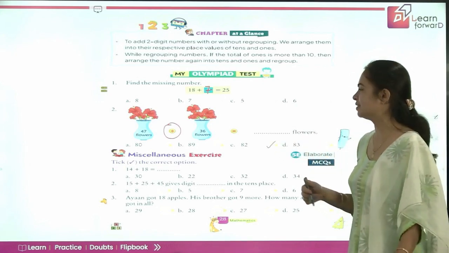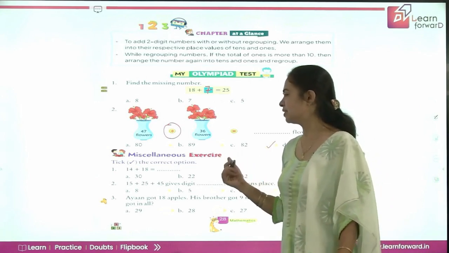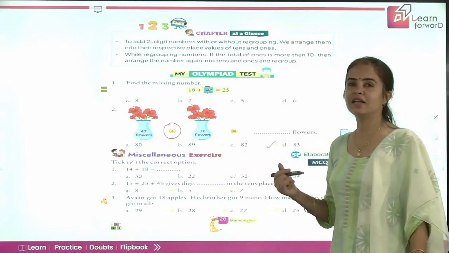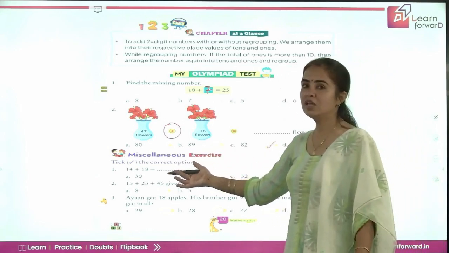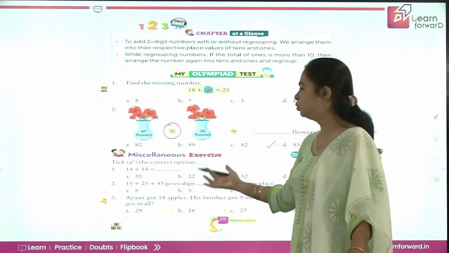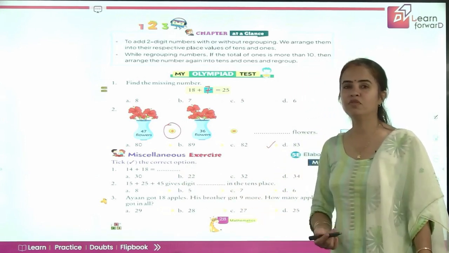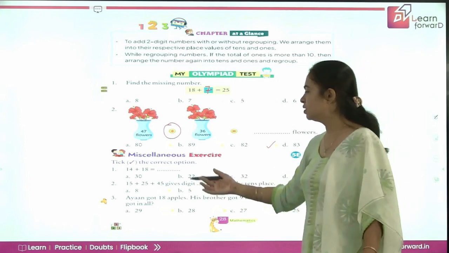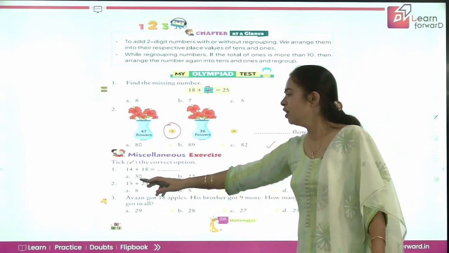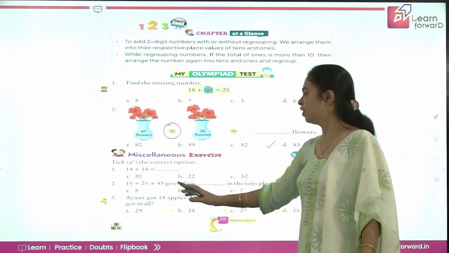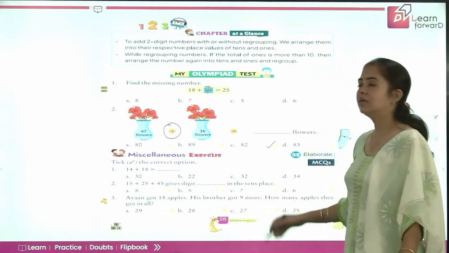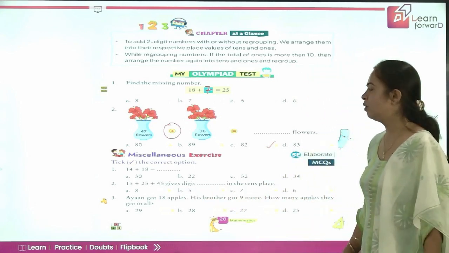That's brilliant. Now we have miscellaneous exercise for you. Tick right the correct option. So I think you should be able to add them. Do this calculation and find out the perfect answers. Okay, so the first you'll be doing yourself. 15 plus 25 plus 45 gives digit dash in the tens place. So when you add, what answer do you get?